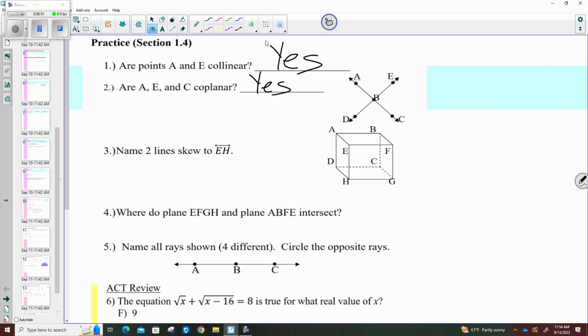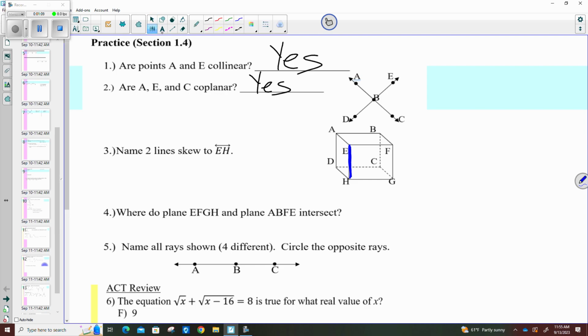All right, now we need 2 lines that are skew to EH. Now, there are more than 2 lines, so I'm going to list them all up here, but you are not going to give me all of them. You're only going to give me 2 of them. So I'm listing them all to make sure that the 2 that you picked are listed. Yes, go.